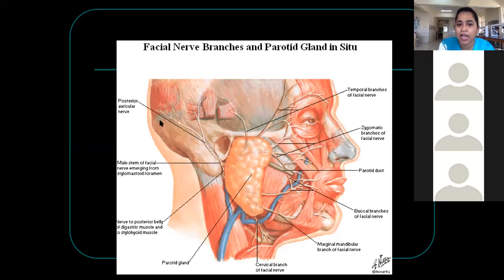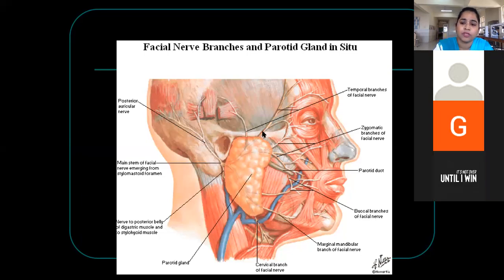We had already studied this in the scalp. The temporal branch supplies the scalp, the occipitofrontalis muscle. The frontal bellies are innervated by the temporal branch. Yesterday we had dissected this, right? Along with which artery did you see this temporal branch? Anyone from yesterday's batch? Superficial temporal artery. Excellent.